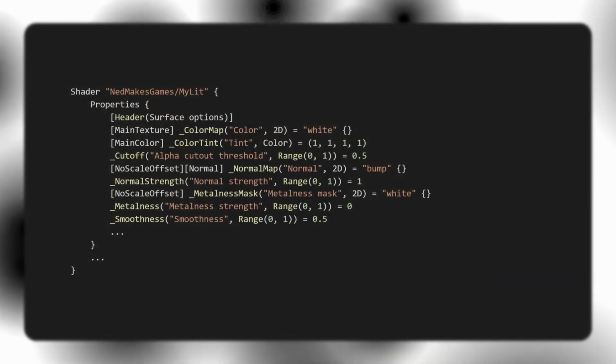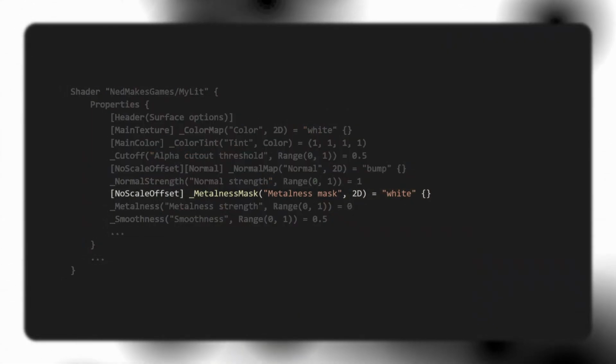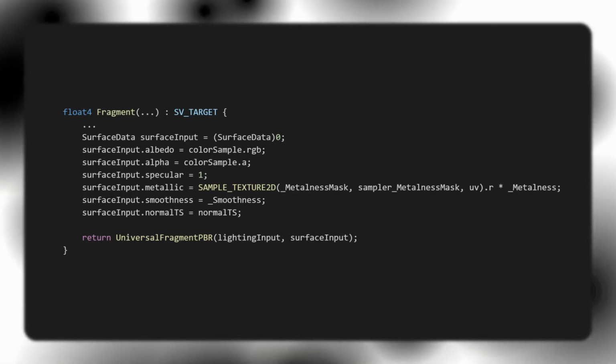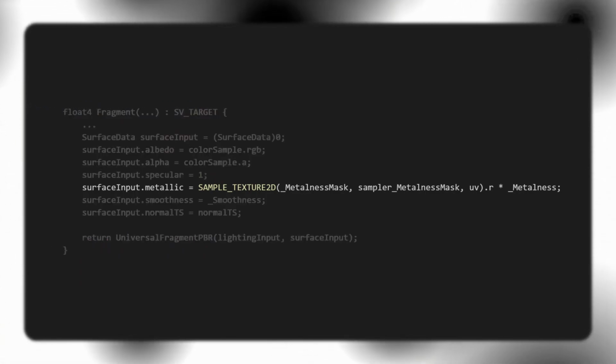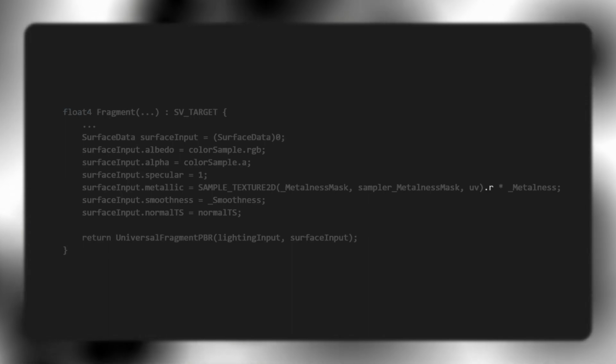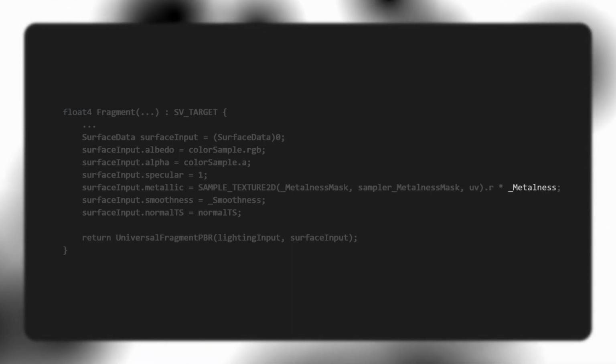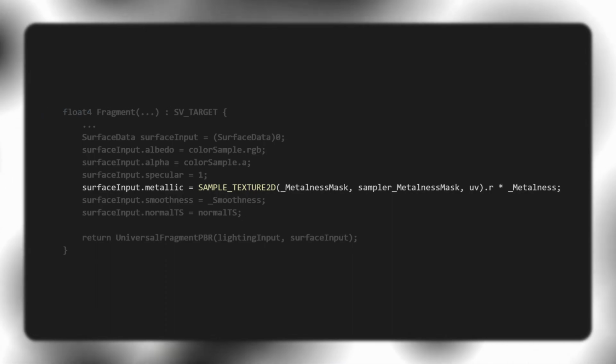In your shader file, add another texture property for the metalness mask, and a new property to the common HLSL file. In the fragment function, sample the metalness mask. Since metalness is a float, only save the red channel's value. Multiply that with the metalness strength property and set it in surface data.